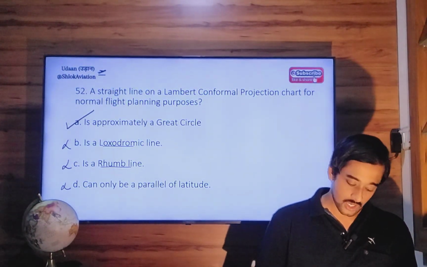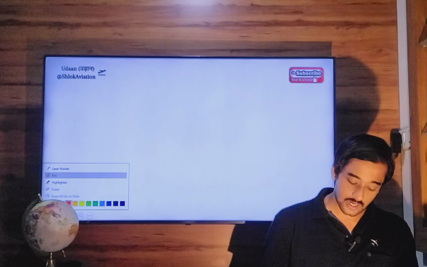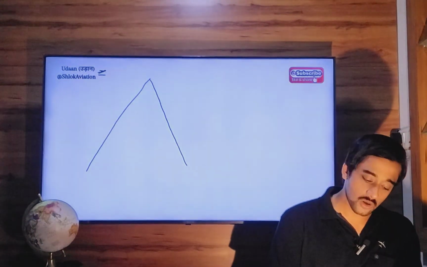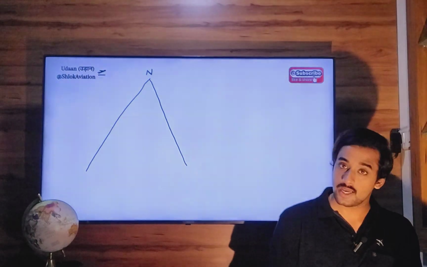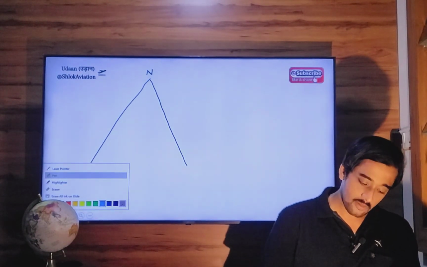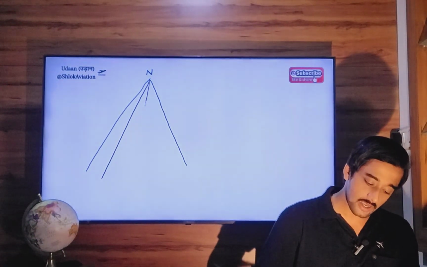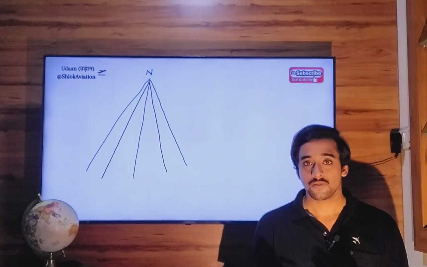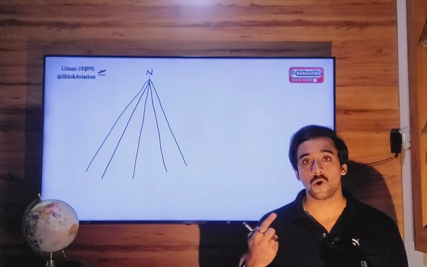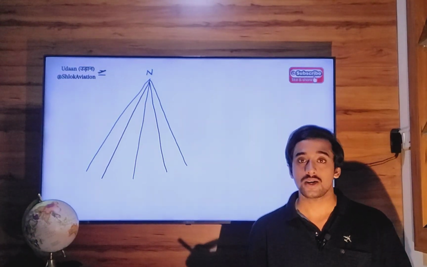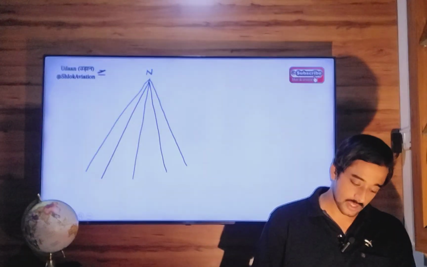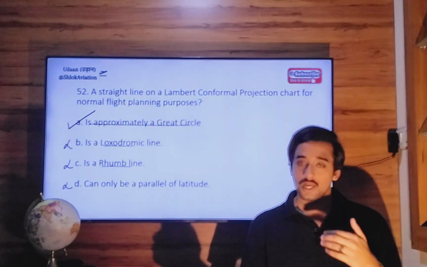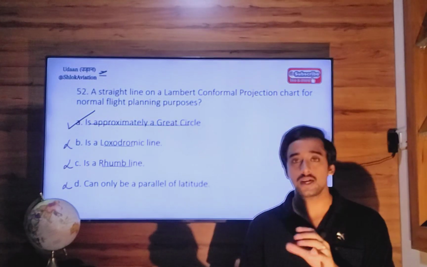Option A. So remember your polar correction, your Lambert's conformal chart. This is your north pole, let's say. So all meridians will be straight lines originating from the North Pole. And we all know that meridians are nothing but great circles. Meridians along with the anti-meridians form a great circle. So that's why option A is the right answer. On a Lambert's conformal chart, a straight line can be approximately a great circle.